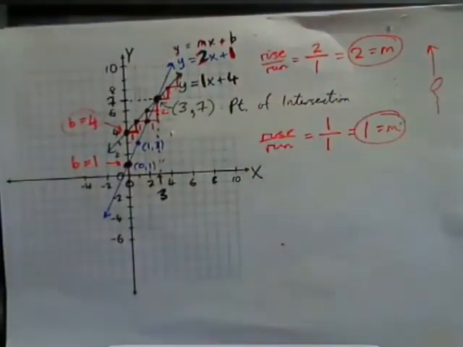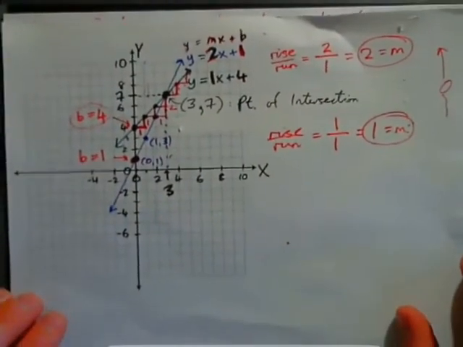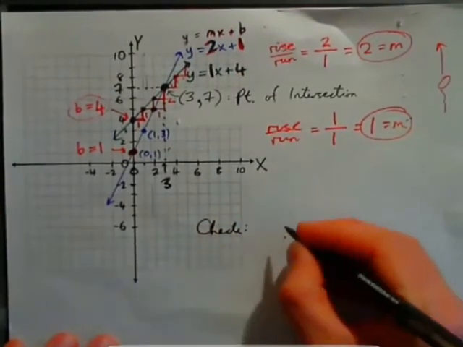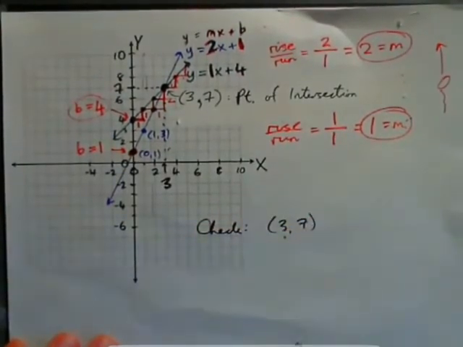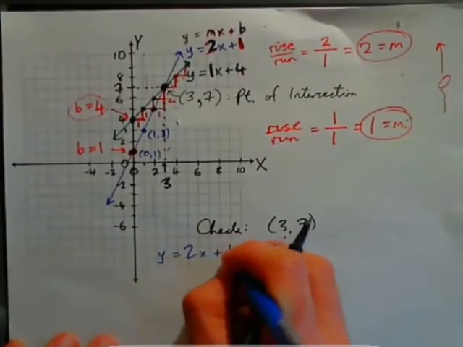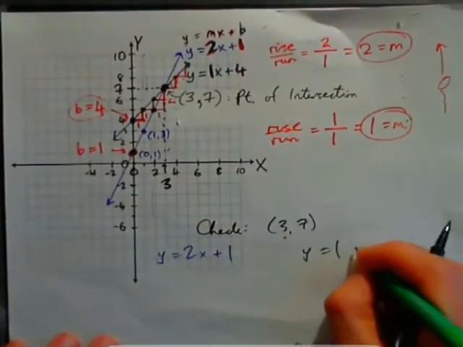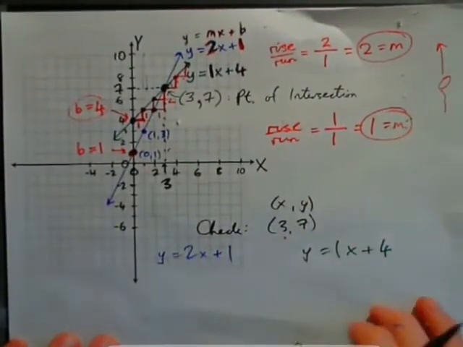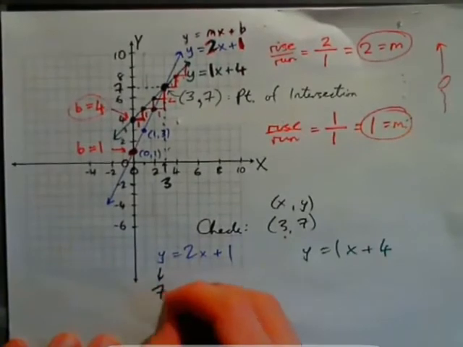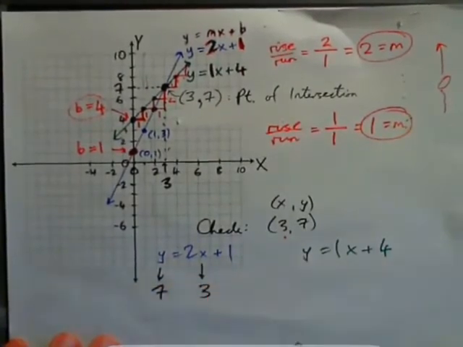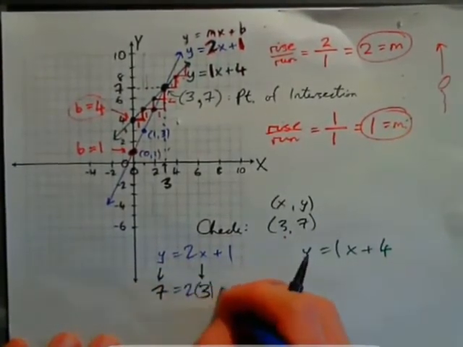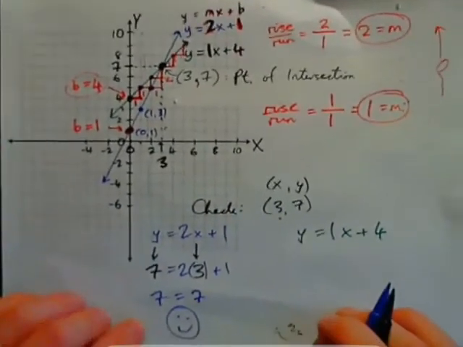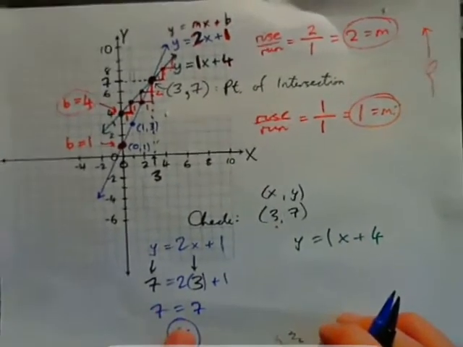So there's not much more we can do to this. We could also check the point of intersection, which we'll need to do. So check 3, 7. The two equations were y equals 2x plus 1 and y equals 1x plus 4. If I plug the point x, y, 3, 7 into each equation, I'm going to plug in y is 7 and x is 3. So I'll end up with 7 equals 2 times 3 plus 1. 7 equals 6 plus 1. 7 equals 7. The point of intersection is definitely on the blue line because it solves the blue line's equation.